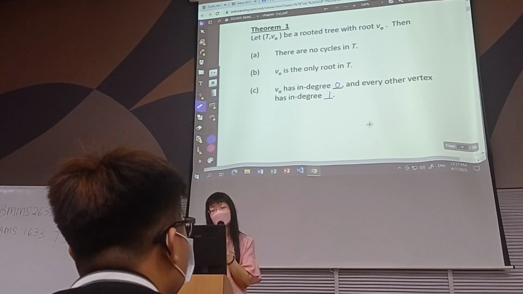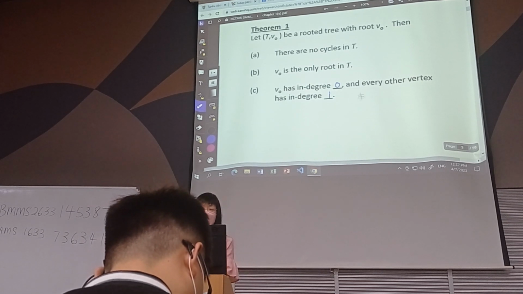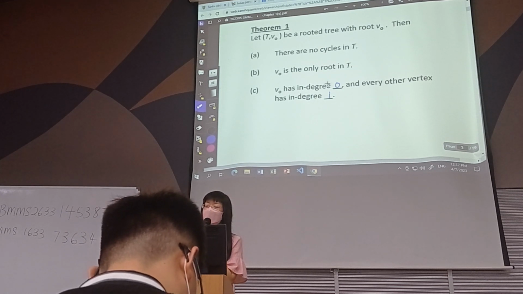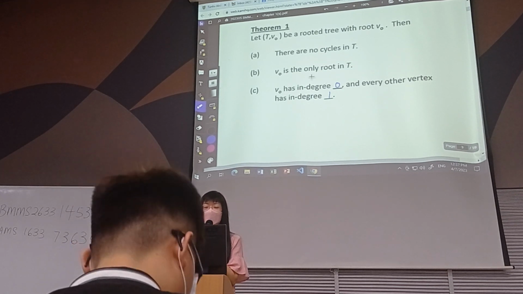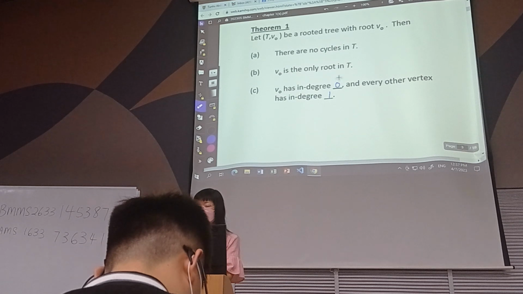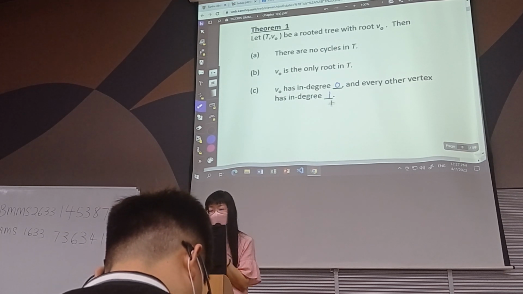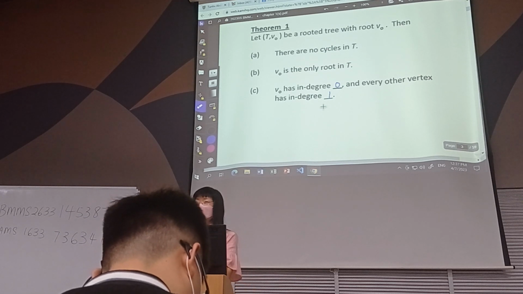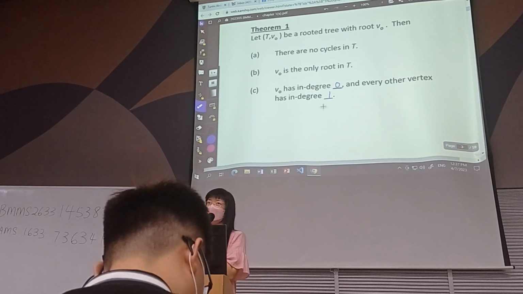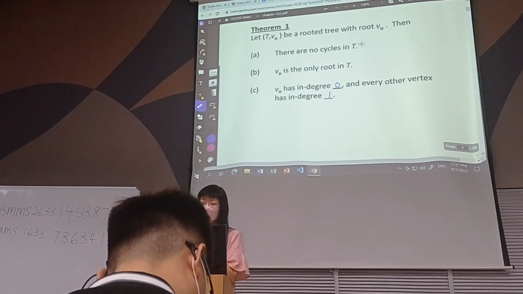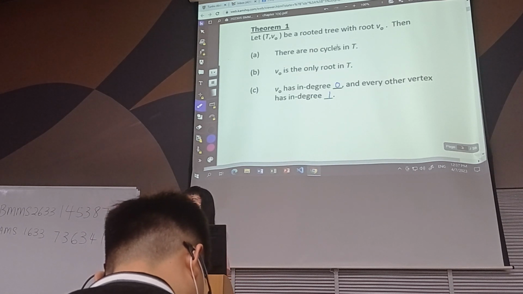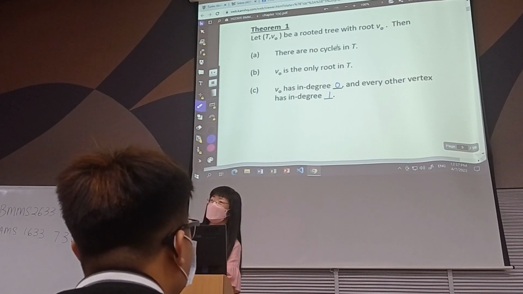How do you know that it is a tree? It must not have a cycle. You can only have one root. Then the in degree of the root must be 0. The in degree of the other vertices must be 1. If it does not fulfill one of these, then it is not a tree. Okay?